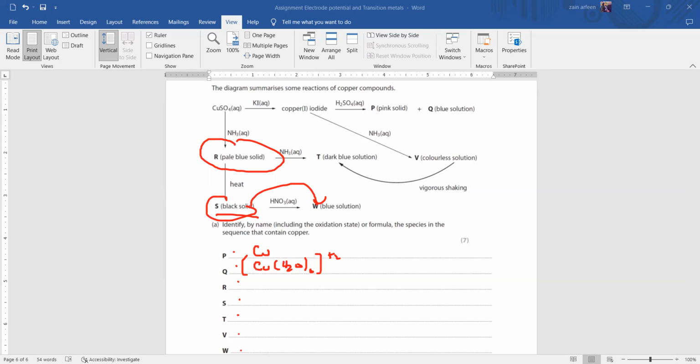So the substances which we have here: P is copper, Q is the copper(II) complex, R is copper hydroxide, then S is copper oxide, T is the complex of copper(II) with ammonia, and then V is the complex of copper(I), and then W is copper nitrate, which mainly contains the copper ion. So it will be a complex of copper.